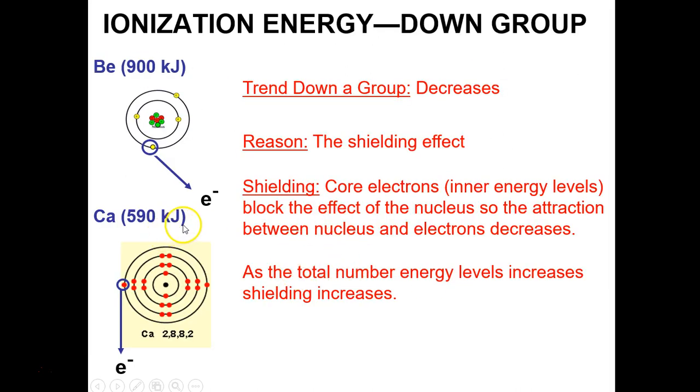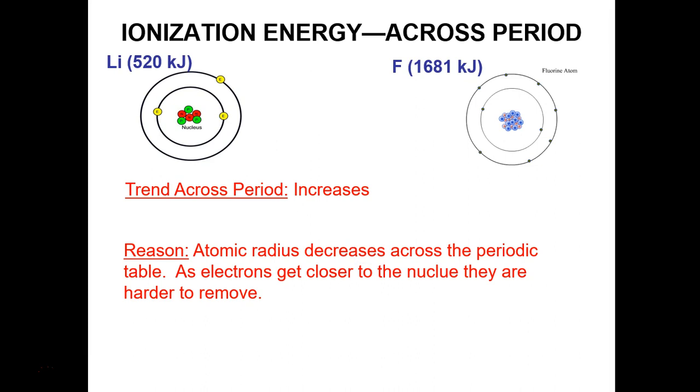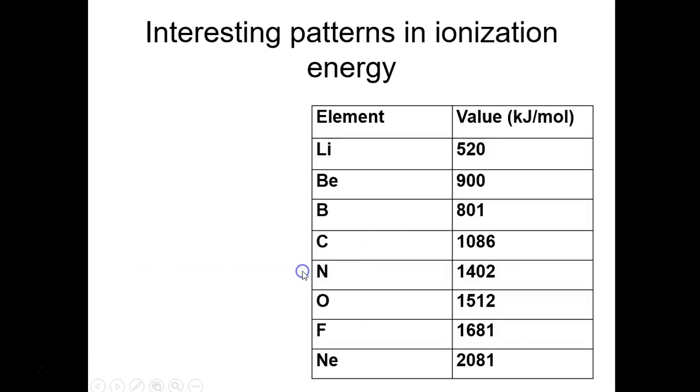That means that elements in the same period will have the same shielding effect because they have the same number of occupied energy levels. All right, next, ionization energy. Across the period, the trend is that it increases. The reason? Well, the atoms get smaller as we go from left to right. Right? So as the electrons get closer to the nucleus, they are harder to remove. Right? So we have a discrepancy here in ionization energy.